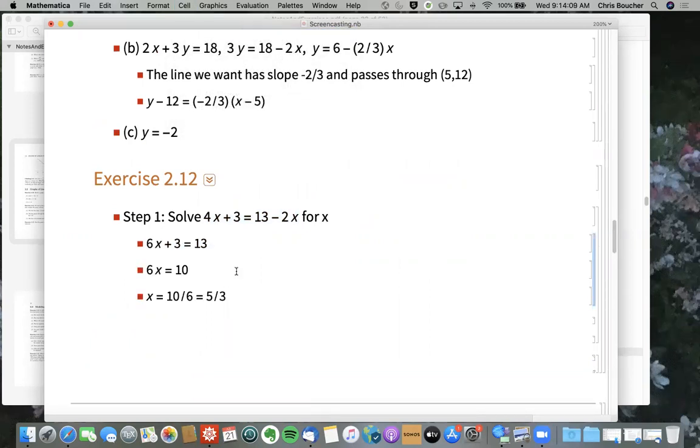Right, so I'll add 2x to both sides. That gets me to here. Then I subtract 3 from both sides. That gets me to here. Divide both sides by 6, and that gets me to the solution, which is x equals 5/3. So that is the x coordinate of the intersection point.